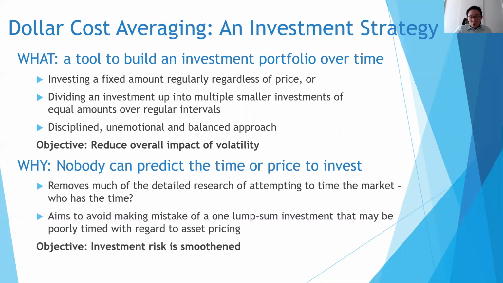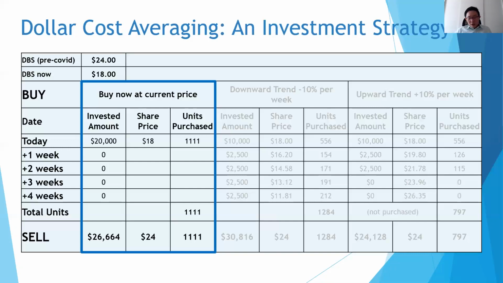Good. Let me just show you a quick example. So there are three scenarios here. Same thing, we are back to DBS shares for now. Before this whole COVID thing, DBS was about $24, $25. Now it's about $19, going to $20. So assuming you want to invest $20,000 in DBS shares today.